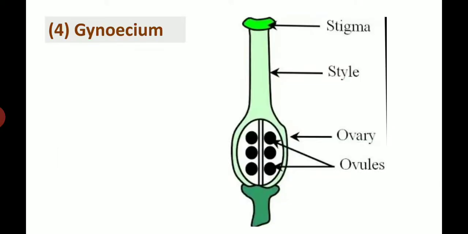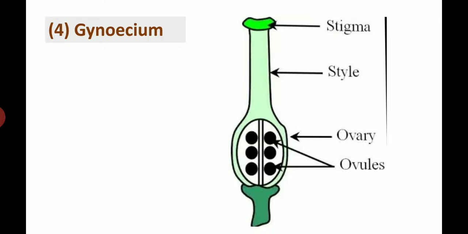Now the last floral part is gynoecium. That means the carpels. It is also known as pistil. So it is basically the female part of the flower. Okay, it consists of three parts. Stigma, the upper part, then a long tube-like structure, style, and then the last portion, ovary, the swollen portion. Inside the ovary, few small structures are present. Those are known as ovules.